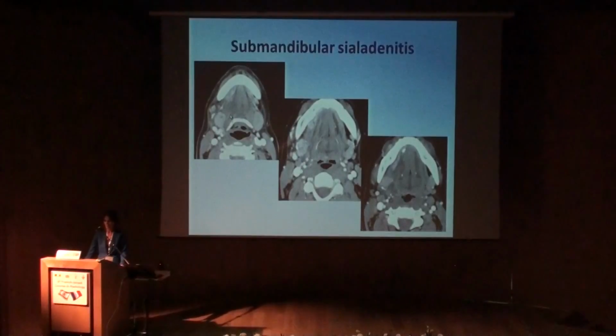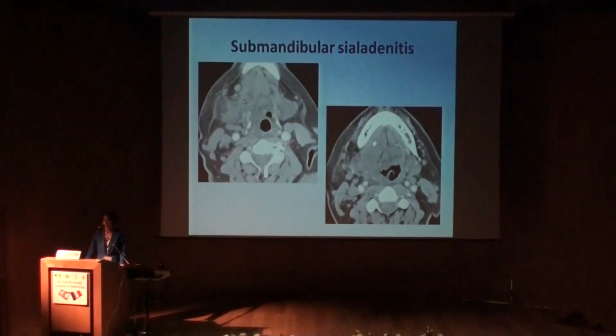So this is a case of sialadenitis. We can see the swelling of soft tissue and haziness around the submandibular gland. You can see the dilated submandibular duct and the stone obstructing, and you can also appreciate that the sublingual gland is also affected when you compare it to the contralateral side.